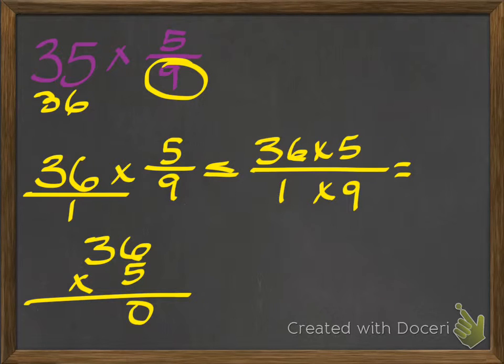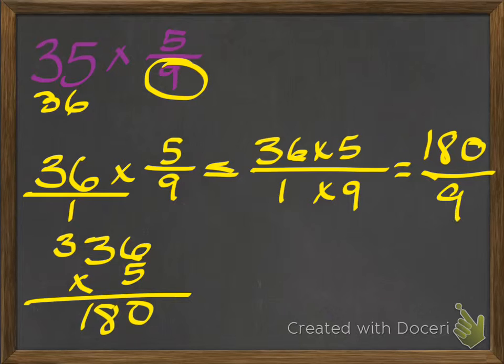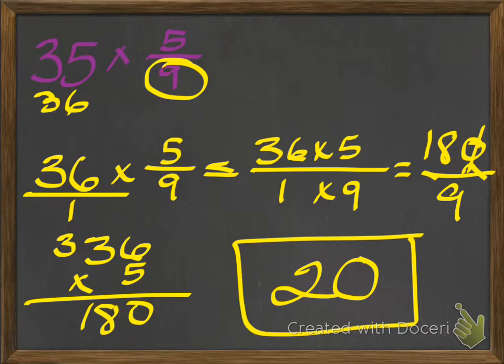5 times 6 is 30, carry 3, 15, 16, 17, 18, there we go, 180 on top, and 1 times 9 is 9. Now I can divide easily. I'm going to ignore the 0. 18 divided by 9 is 2, then annex that 0 back on, and that equals 20.